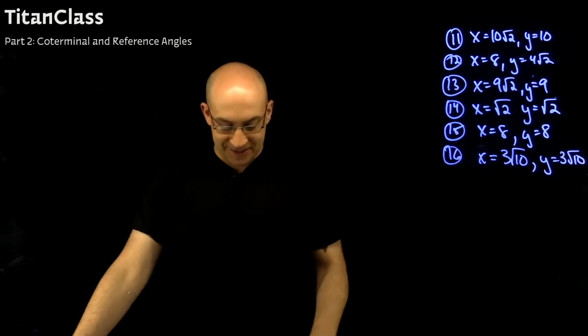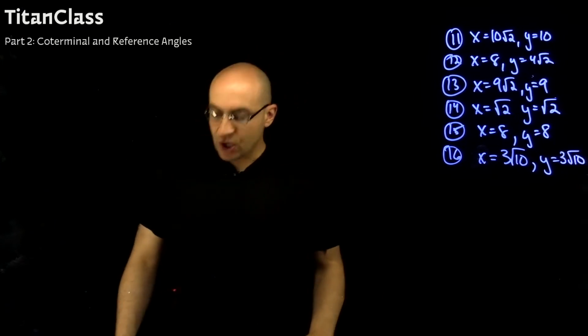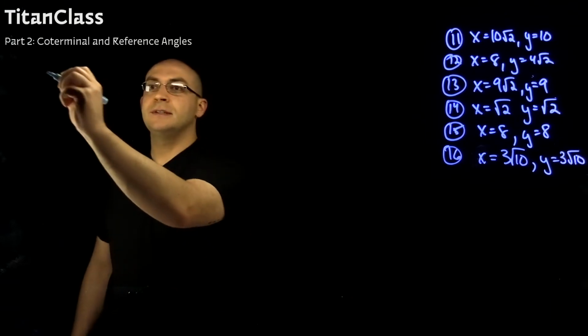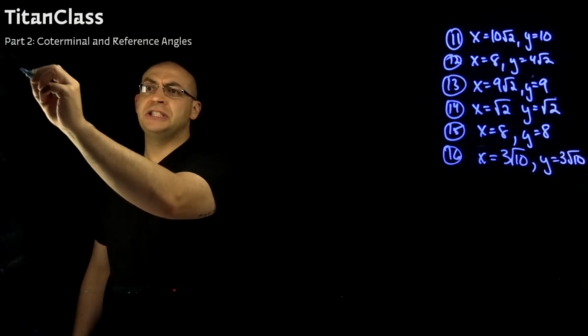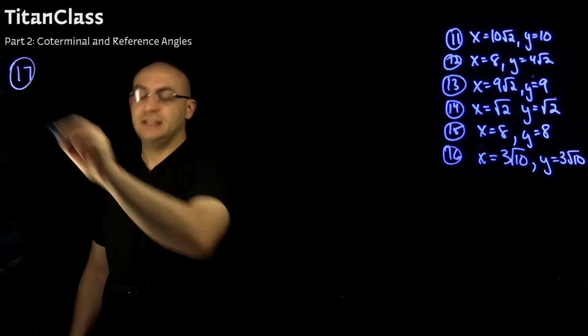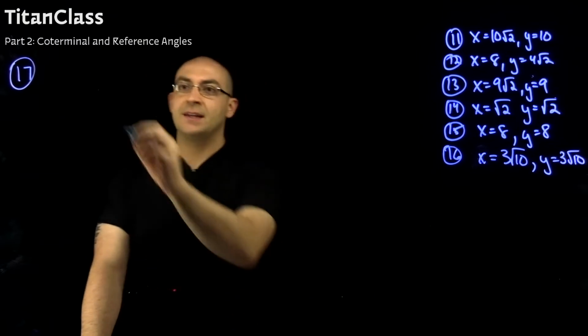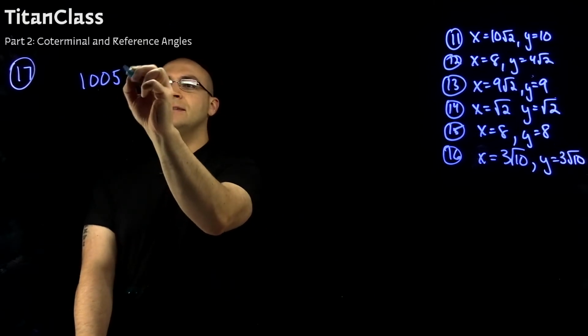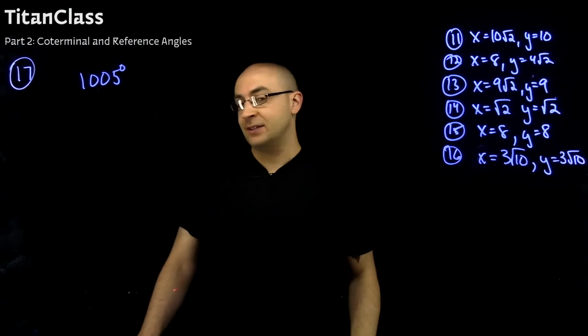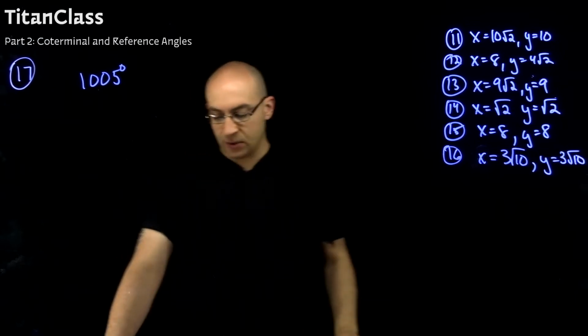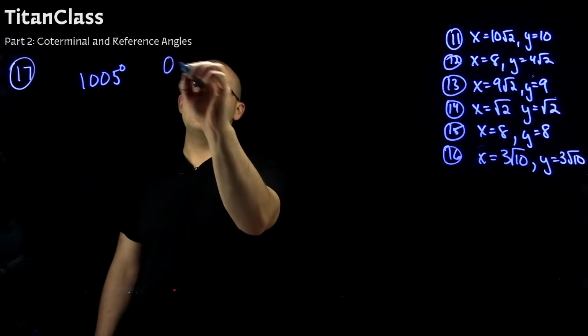Coterminal and reference angles. Let's go. Coterminal. This is going to be number 17. I've got an angle that's 1,005 degrees. I need to find a coterminal angle that's between 0.